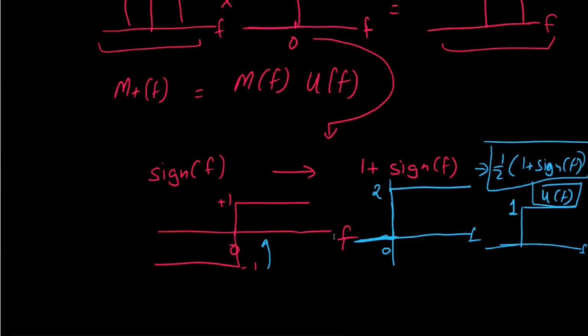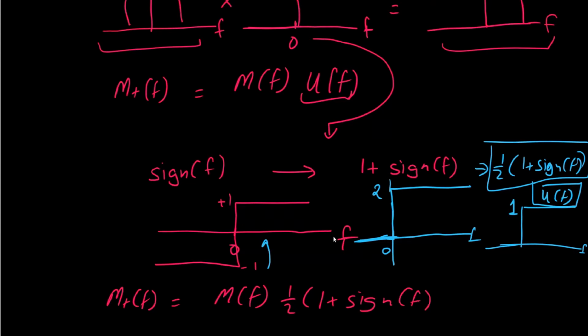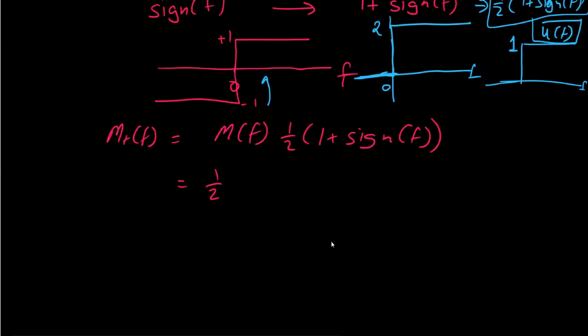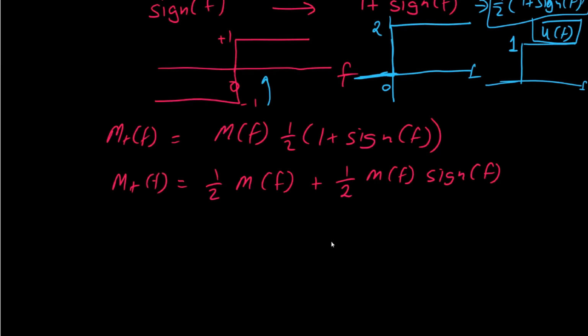So this m plus of f is now m of f times u of f, which is now in terms of a sine function. That is, now we have 1 by 2 times 1 plus sine of f. So this is simply 1 by 2 m of f plus 1 by 2 m of f sine of f. So this is now our m plus of f. Let us say this is our third expression.